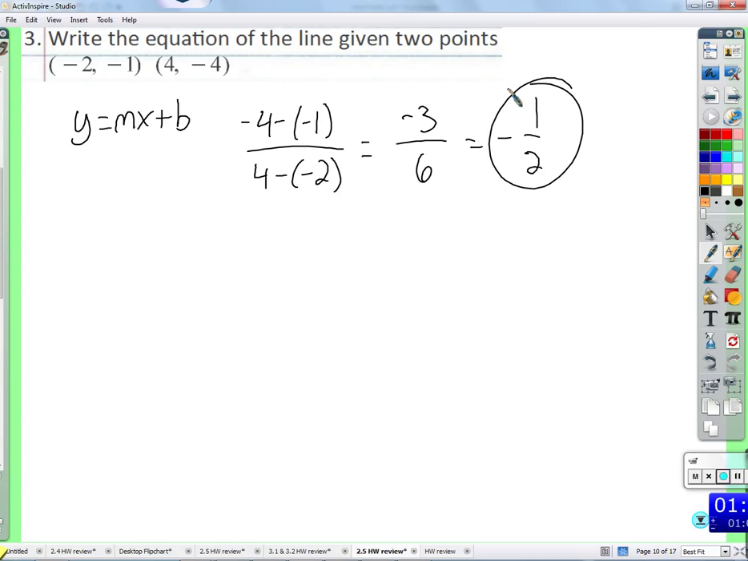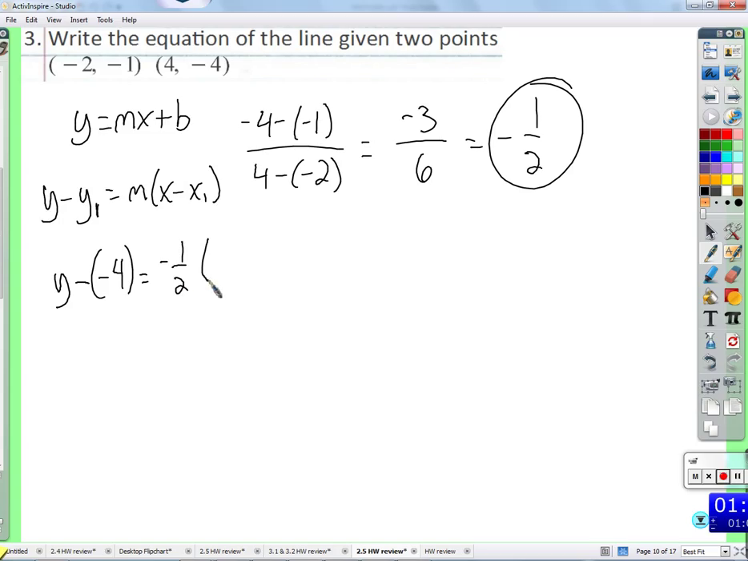Negative 1/2 is the slope. We can put the slope in back here, right? And also find that y-intercept by plugging in negative 2 for x and negative 1 for y, or 4 for x, negative 4 for y. Or we can do what I'm about to do, which is use the point-slope form. So y minus, let's go with this guy right here, minus negative 4 equals negative 1/2 times x minus 4. y plus 4 equals negative 1/2 x plus 2. I just distributed the negative 1/2 in parentheses. y equals negative 1/2 x minus 2.